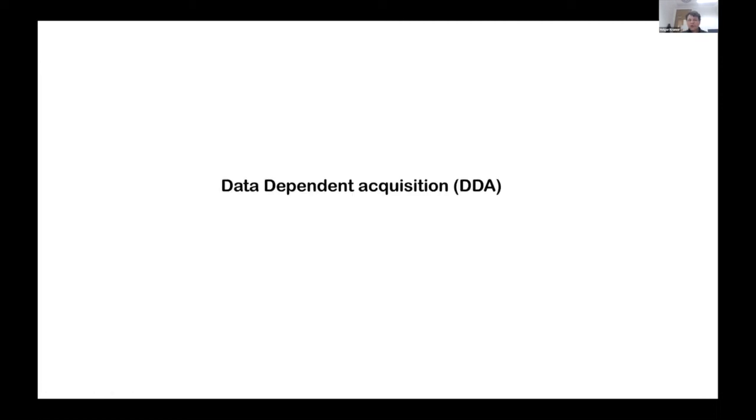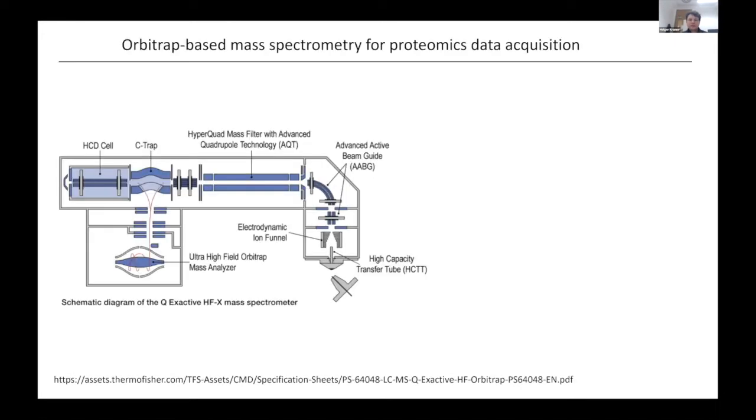So moving on from this targeted approach to a discovery proteomics approach, we'll first look at data-dependent acquisition, or DDA, and that is still the commonly used approach for most discovery proteomics experiments these days. So here we use the instrument in the following way. What is shown here is an example of a Q-Exactive Orbitrap-based mass spectrometer.